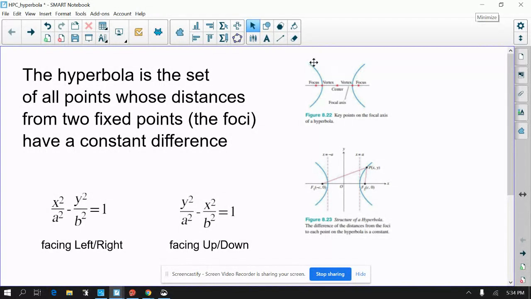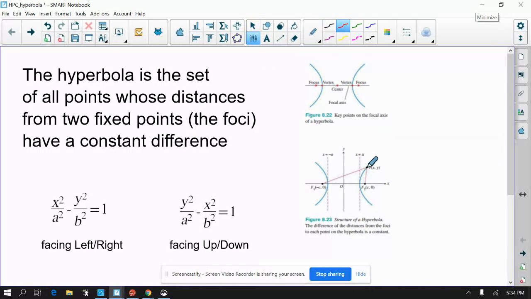Well, first of all, they look like this. They kind of look like two parabolas facing in opposite directions. But a hyperbola is the set of all points whose distances from these two foci, each focus point, is the same difference.